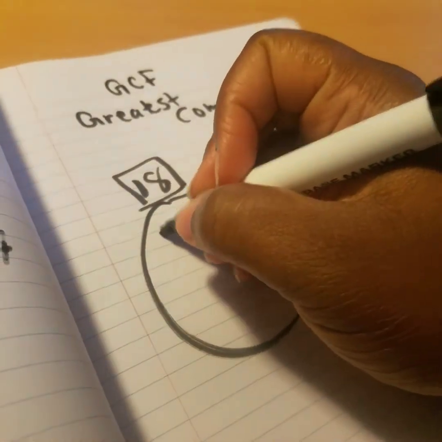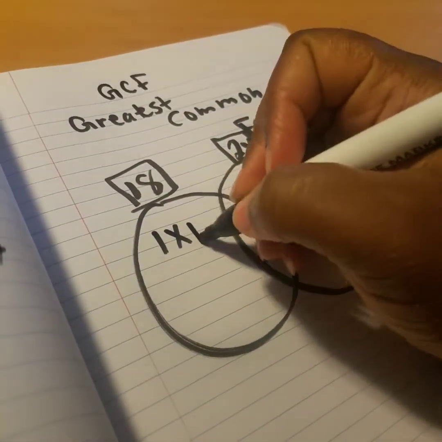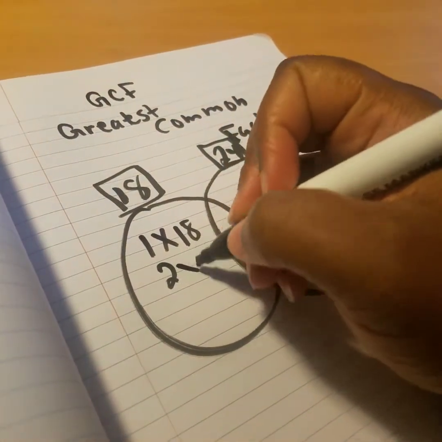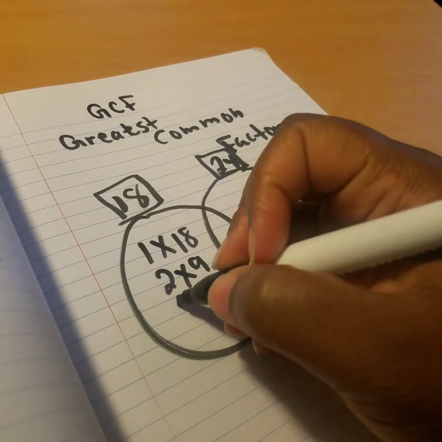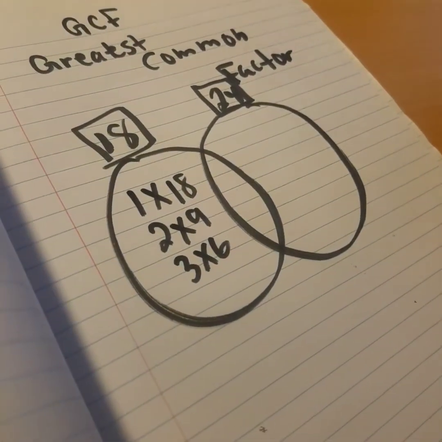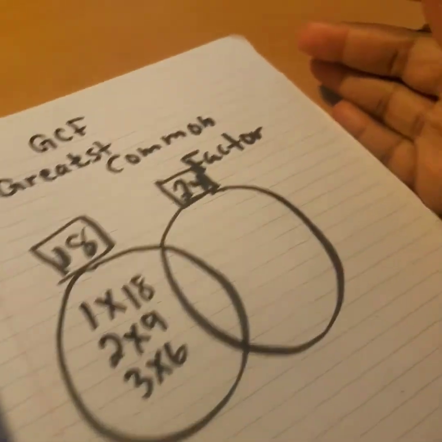So, you always start with 1 and the number itself. 1 times 18. 2 times 9. 3 times 6. We know 4 doesn't work. 5 doesn't work. And if you put 6, you'll be repeating.